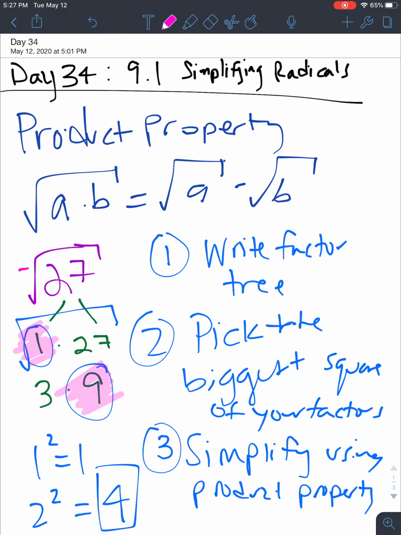But as a whole, these 3 steps, writing out your factor tree, picking the biggest perfect square among your factors, and then simplifying using the product property, that's all I'm looking for today.